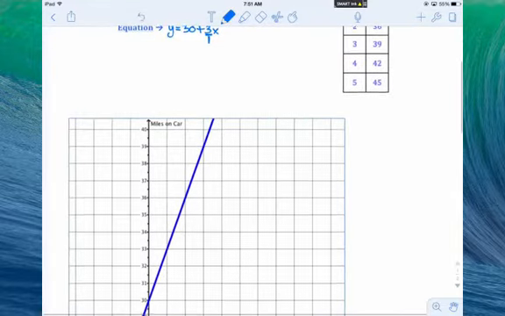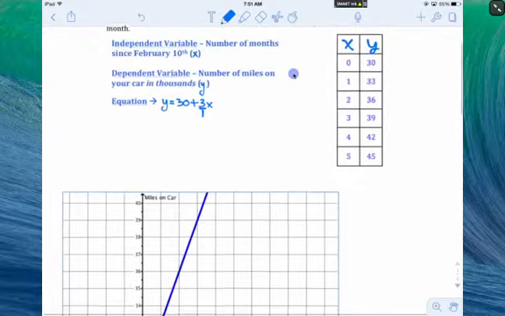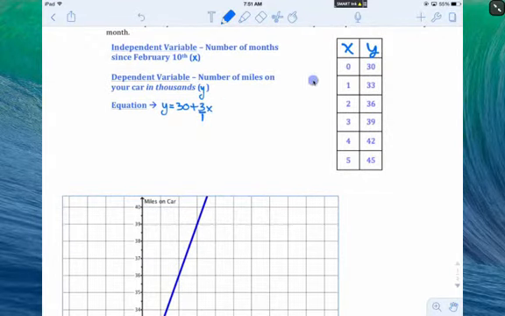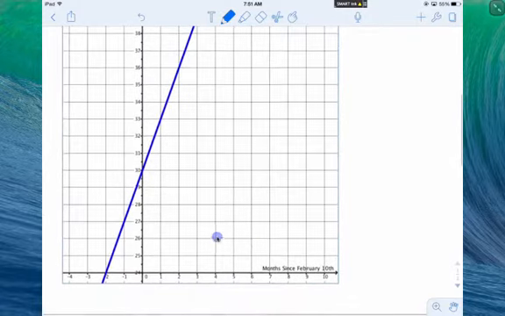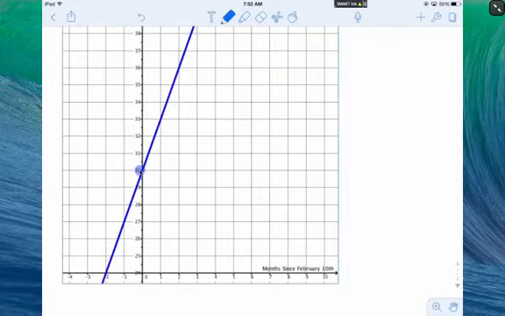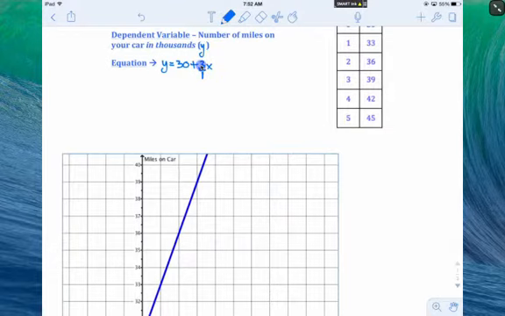And the first thing I want to talk about is this 30 right here in our equation and this 0, 30 ordered pair in our table of values. That shows up right here on our graph. We're going to talk about this a little bit more later, but that's the point right when x, or the number of months since February 10th, is 0. So right on this axis right here, we start at 30. Now, this 3 represents a rate of change. It's telling us how quickly y changes, how quickly the miles on the car are, in this case, increasing.